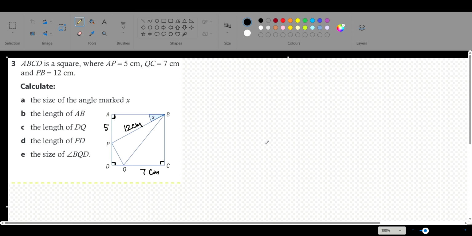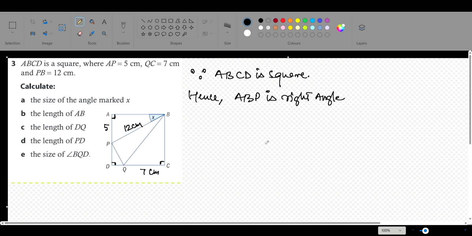So isn't this ABP a right angle triangle? You can write, since ABCD is square, hence ABP is right angle triangle.